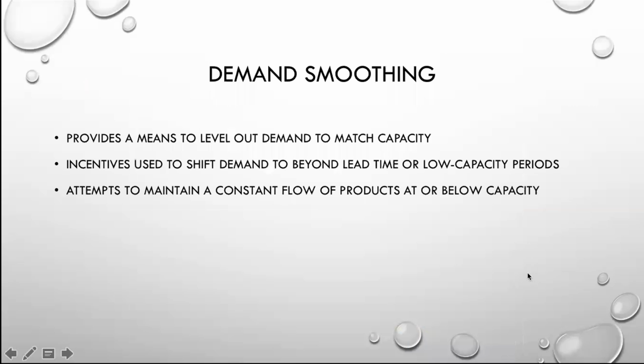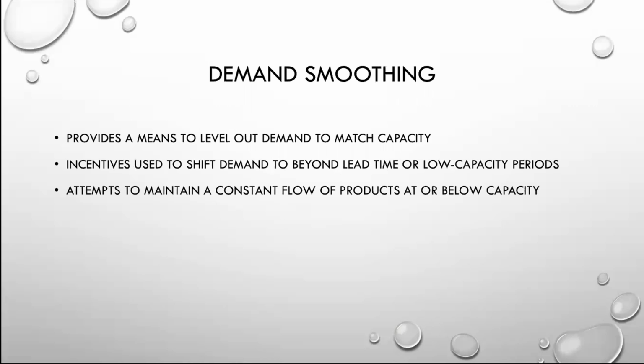Now, demand smoothing. Demand smoothing is a strategy that's used as a means to level out the demand to match the capacity of your supply chain. We use incentives to shift the demand further out so that you either shift it to a low capacity period or to your beyond lead time area.